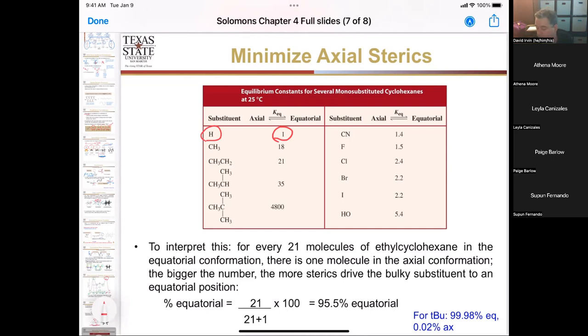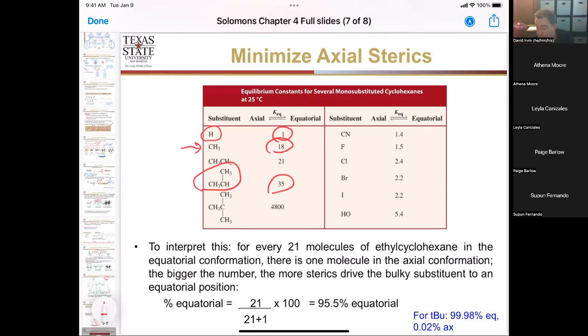When we put a methyl group there, that means that for every molecule that has that methyl group in the axial position, there are 18 more that have it in the equatorial position. So it's 18 times more likely to be in the equatorial position because of its size. And if we get even bigger, with this isopropyl group right here, it's 30 times more likely to be in the equatorial position than in the axial position.